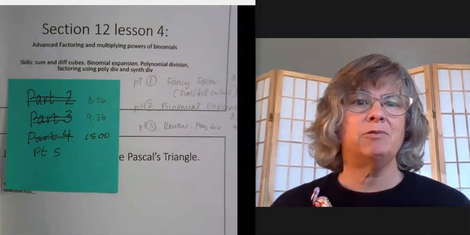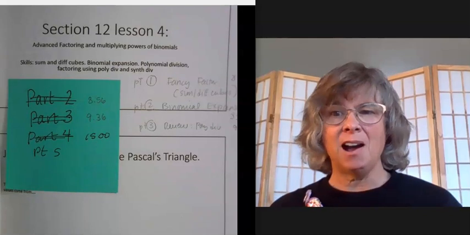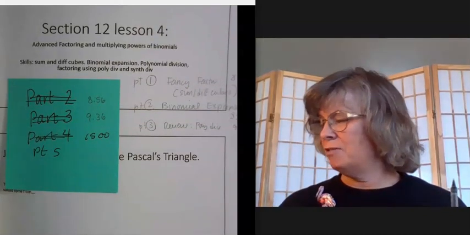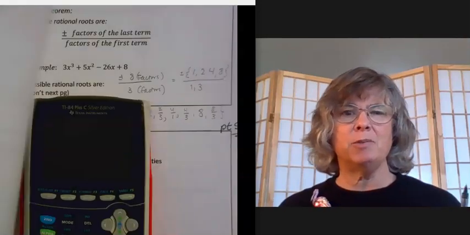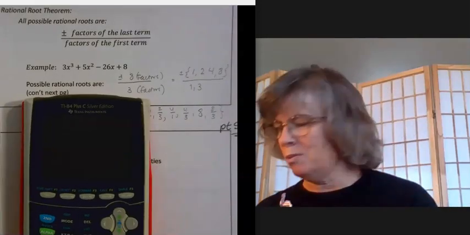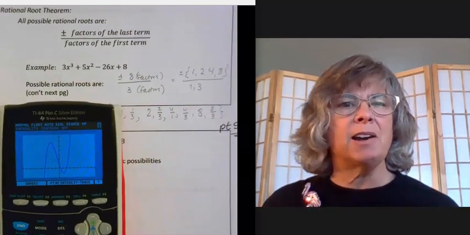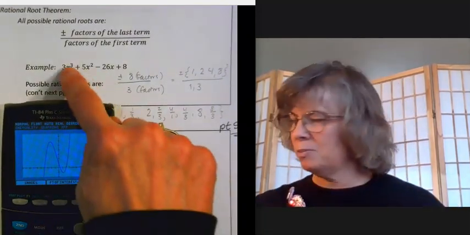Section 12, lesson 4, part 4. This is part 5. We're going to continue that adventure of finding the factorization of that polynomial. So we'll zip ahead. We'll see where we are. Of course, it turned off. So we're trying to factor this expression.